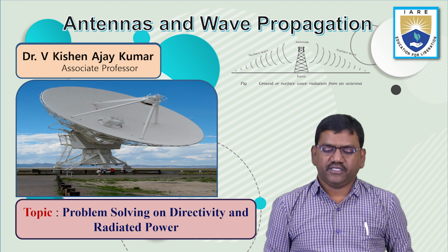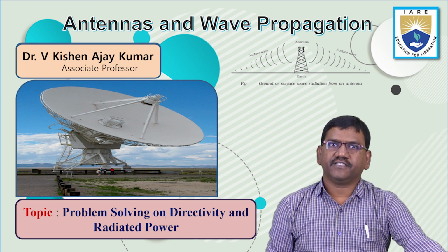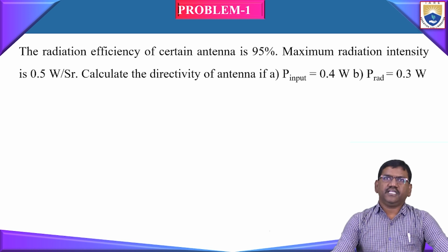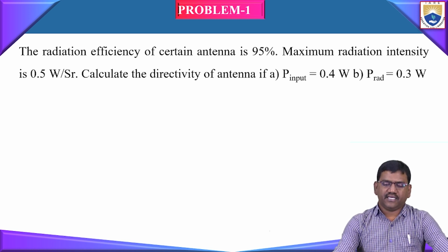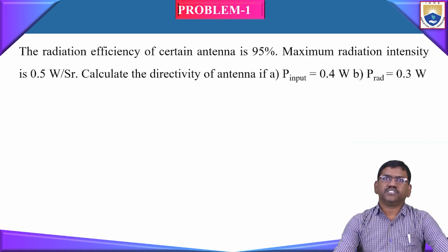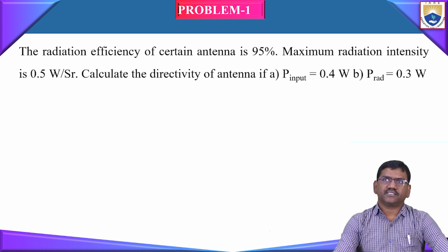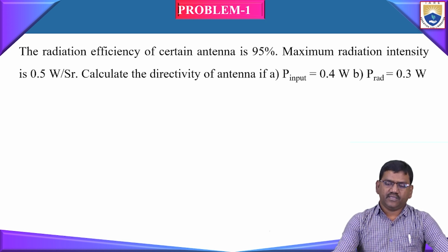Let us start our session today with the first problem based upon the directivity. The radiation efficiency of a certain antenna is 95%. The maximum radiation intensity is 0.5 watts per steradian. Calculate the directivity of the antenna if P input is given as 0.4 watts and P rad is equal to 0.3 watts. So we need the radiation efficiency of an antenna, which is given as 95%.